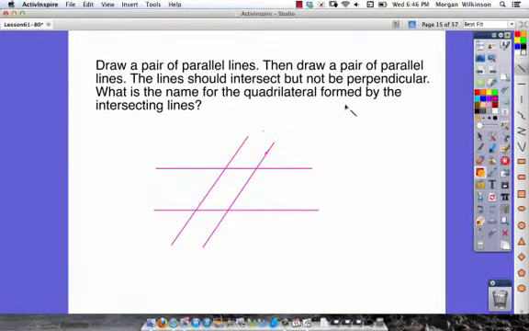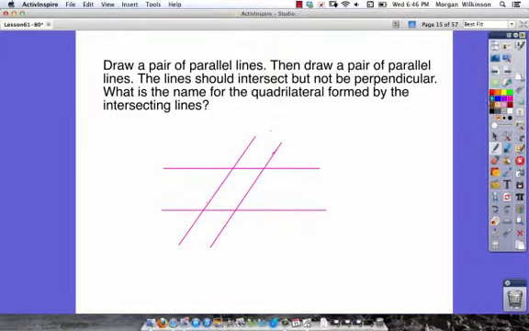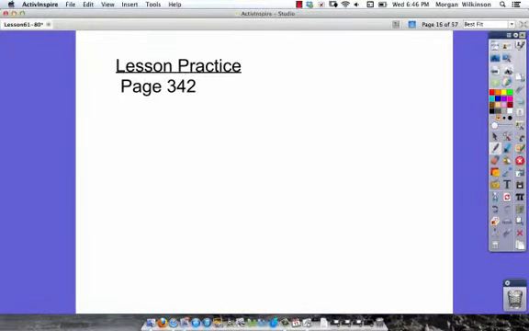What is the name for the quadrilateral formed by the intersecting lines? Well, the quadrilateral has to be right here in the middle. If we look at this, we can see the outline. That is a parallelogram. So we've got our answer. And knowing the different types of quadrilaterals will help you to figure that out very quickly. Lesson practice will be on page 342. Make sure you've got your notes complete, and I'll see you during our next class.